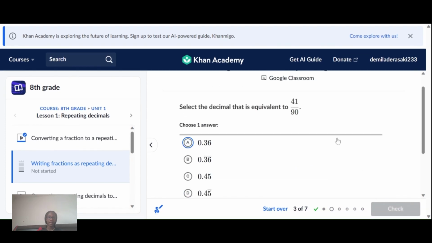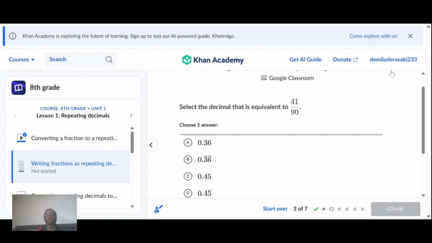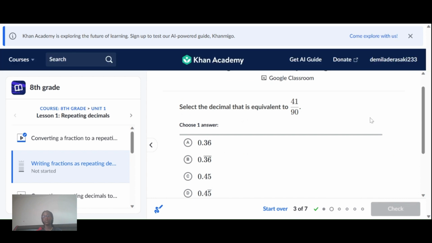Okay, 90 divided by, I'm using this book right now, divided by 41. Make sure you guys also work on it, because if you're going to 7th grade, you might want to do this, and make sure maybe you can sign up and have your own account over here.